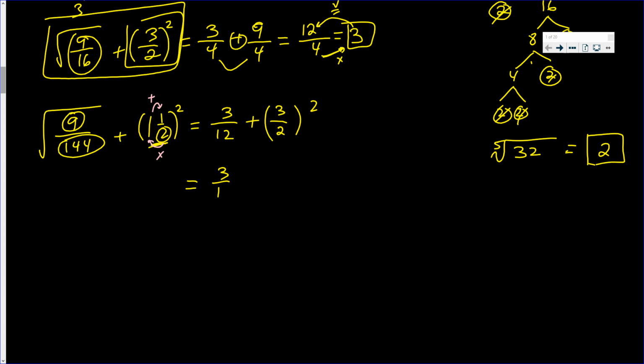So we have 3 over 12 plus 3 squared over 2 squared. Now, I can divide both of these numbers by 3. And the nice thing is I get a 4 in the bottom and 1 on top. In addition, the denominators are the same. We're adding, keep the denominator, add the numerators. 1 plus 9 is 10. Divide by 2. 2 goes into each of these numbers, 5 over 2.